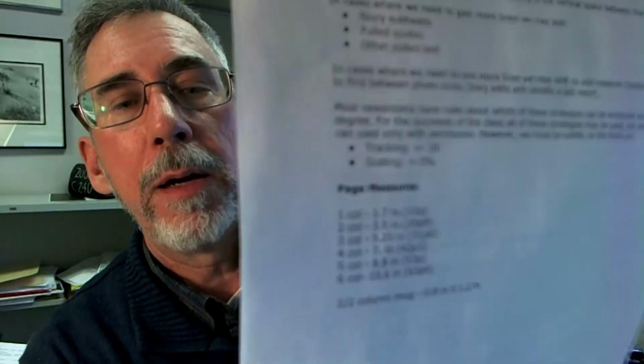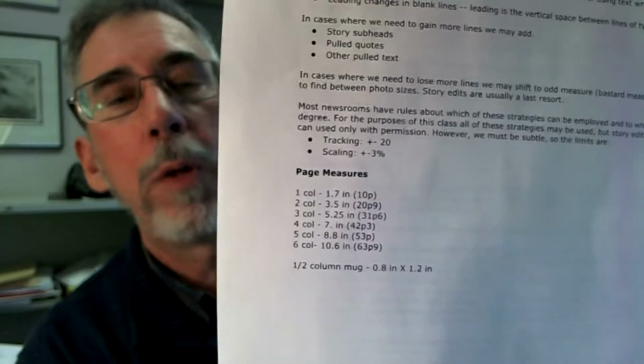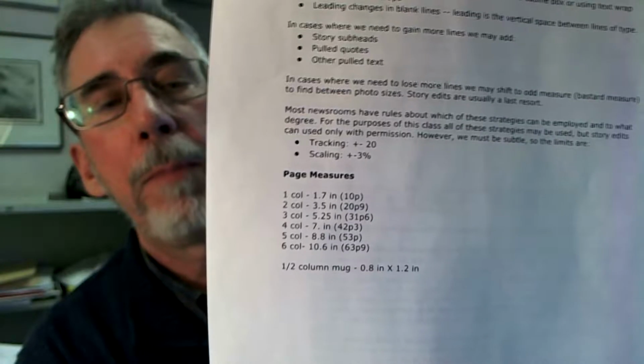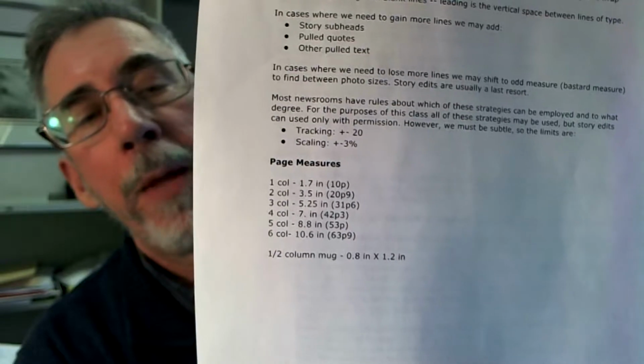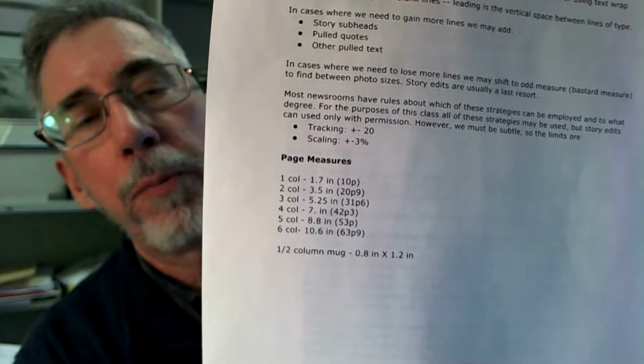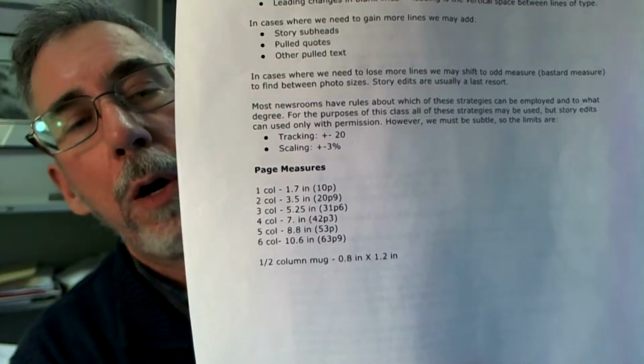First of all, we have to know what the numbers are. And you'll find the numbers on a handout that you will have already been given. Here are what the numbers are like, something like that. 1 column, how many inches, how many picas, or picas and points. So the other measurement is an old-fashioned measurement that's still used in print. So you need to have those numbers.